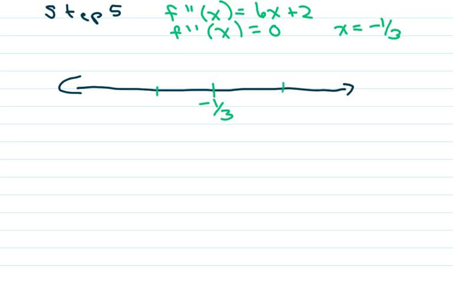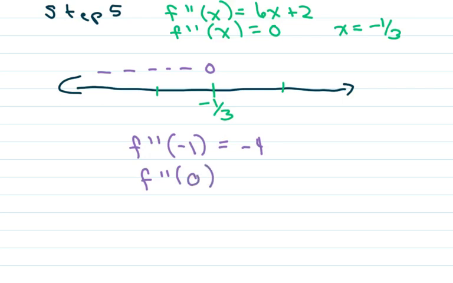And I'm going to choose the second derivative at negative 1. And I get negative 4. So that's negative in here. This is your 0. And then I'm going to check on the other side. Let's see, 0. That's always a good one. And that equals 2. So that's going to be positive.